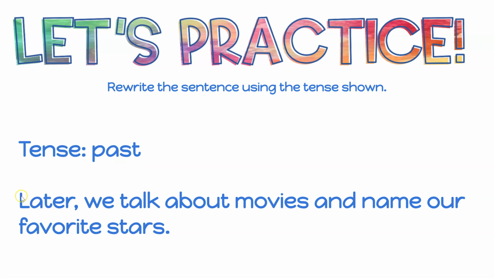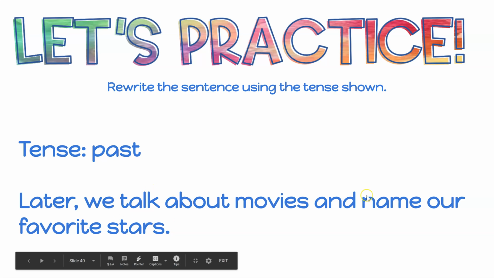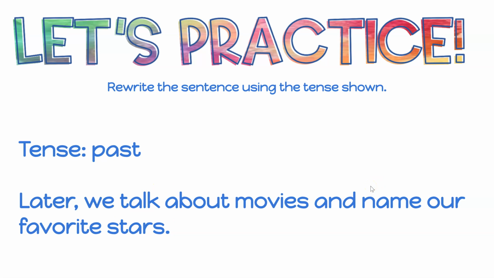Let's try making this sentence in past tense. Later we talk about the movies and name our favorite stars. We have two verbs that we need to edit, talk and name. How can we change this to be in the past tense?